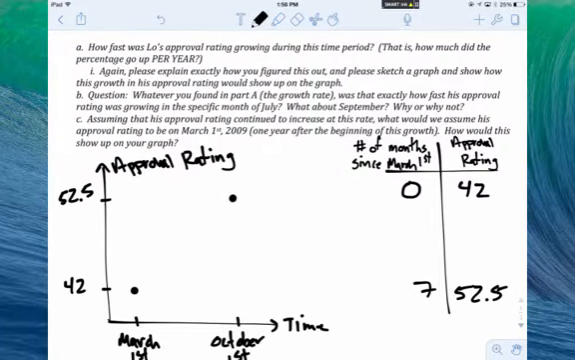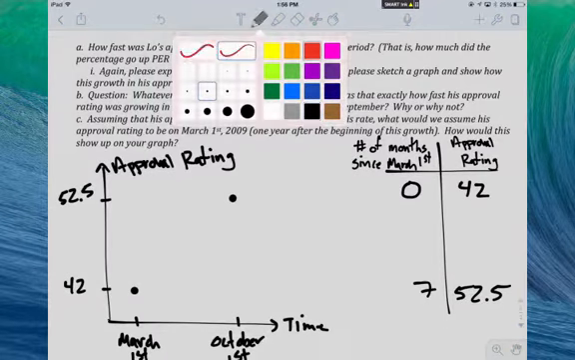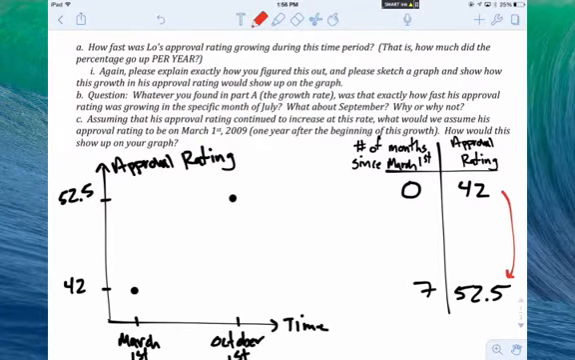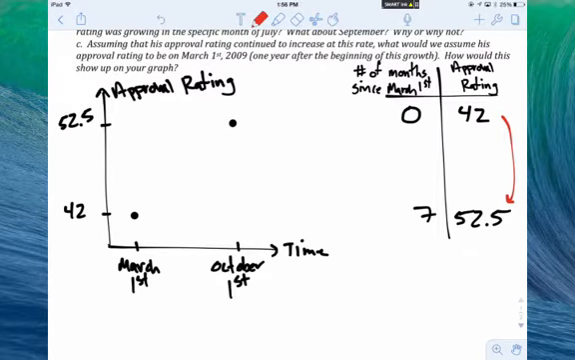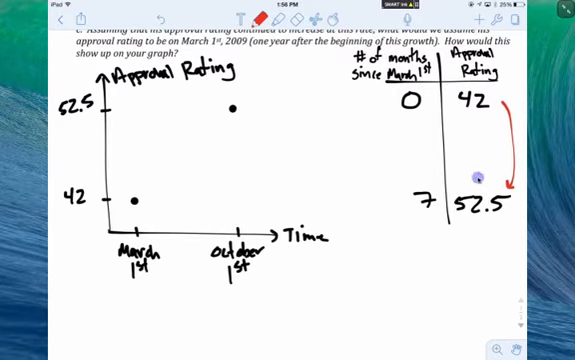All right, so the first thing I think we want to do is figure out exactly how much the approval rating increased going from March 1st to October 1st. Well, I think that it increased by 10.5%. And how would we find that, kind of using arithmetic? Well, you take whatever approval rating he ended at and subtract where he started, and that's going to give you the difference in the two, namely a positive 10.5% increase in his approval rating. The approval rating went up by 10.5.